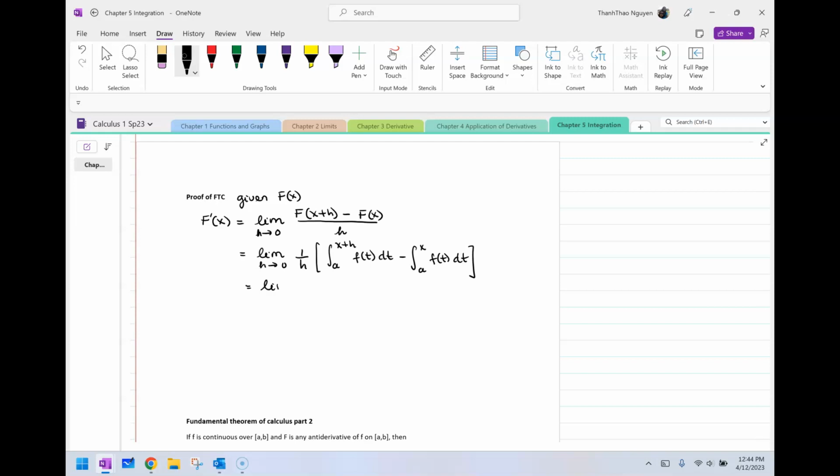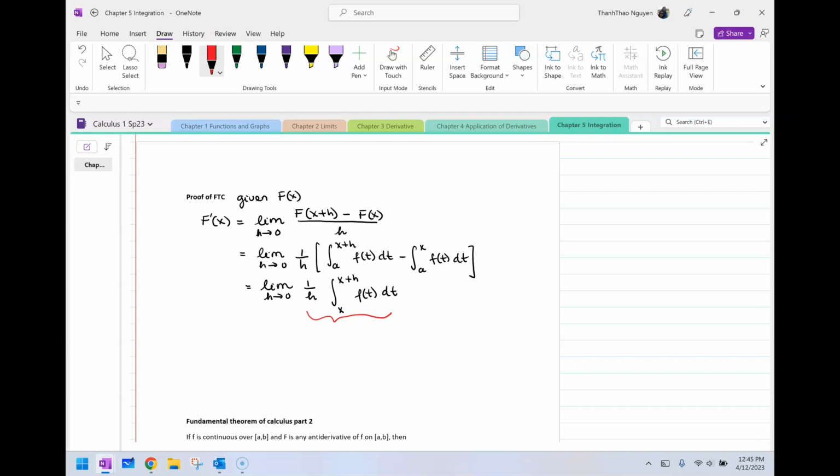I can rewrite this as the limit as h approaches 0 of 1 over h times the integral from x to x plus h of f of t dt. So here we can see that this value, 1 over h times the integral from x to x plus h of f of t dt, is the average value of the function over the interval x to x plus h.